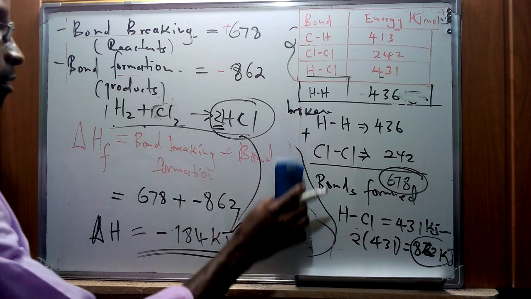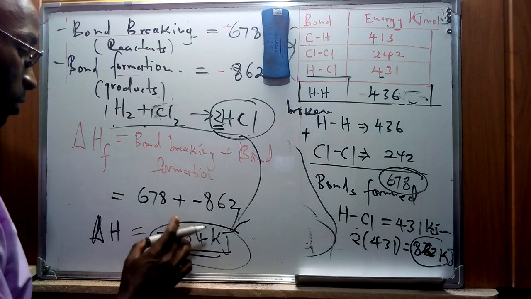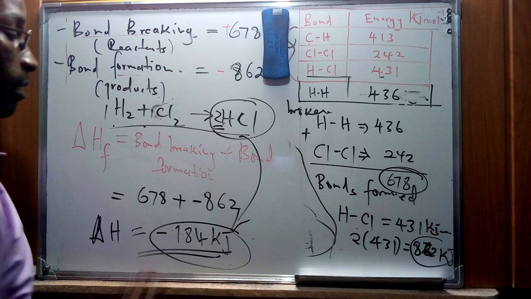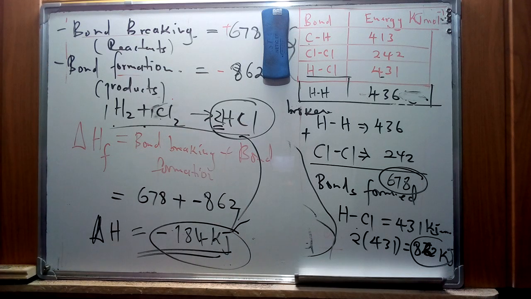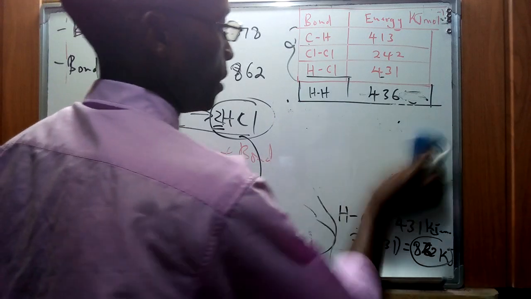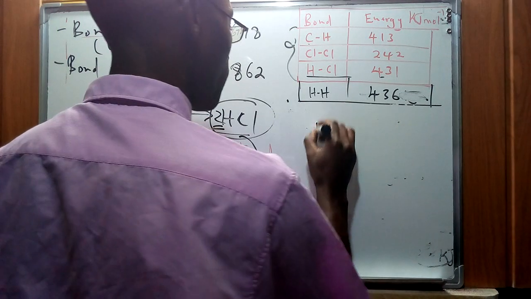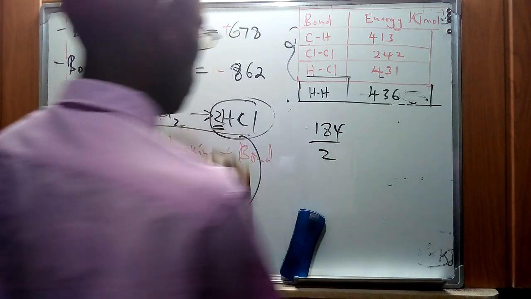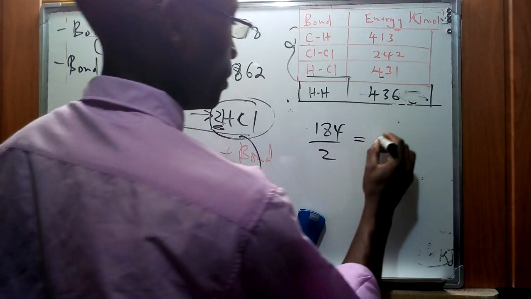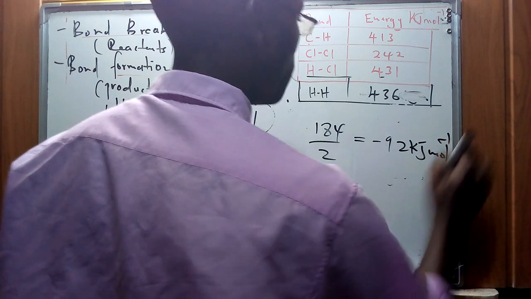As you can see, I've intentionally written this one as kilojoules, which represents the enthalpy of formation of those 2 volumes of HCl. Therefore, we can obtain the enthalpy of formation of 1 mole of HCl by finding 184 divided by 2 as per these volumes, which is going to give us negative 92 kilojoules per mole.